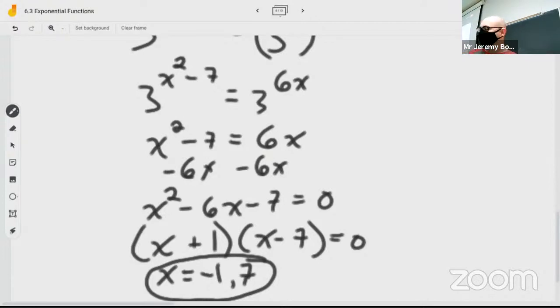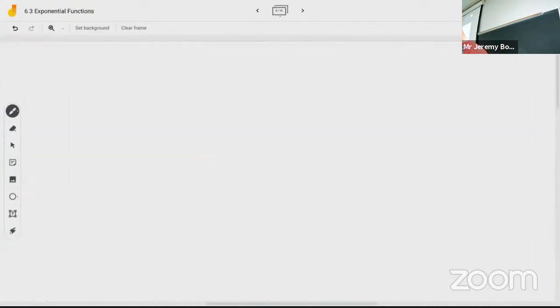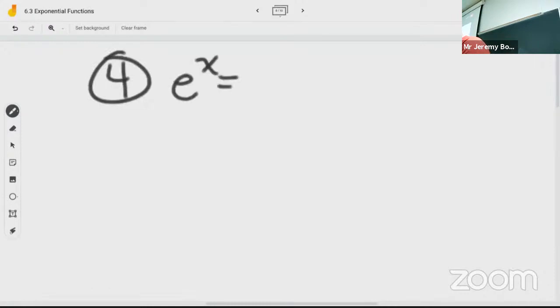All right. So let's talk about what if the base is equal. I don't know what number I'm on at this point. I feel like it's 4. If we have e to the x is equal to e raised to the 3x plus 8.